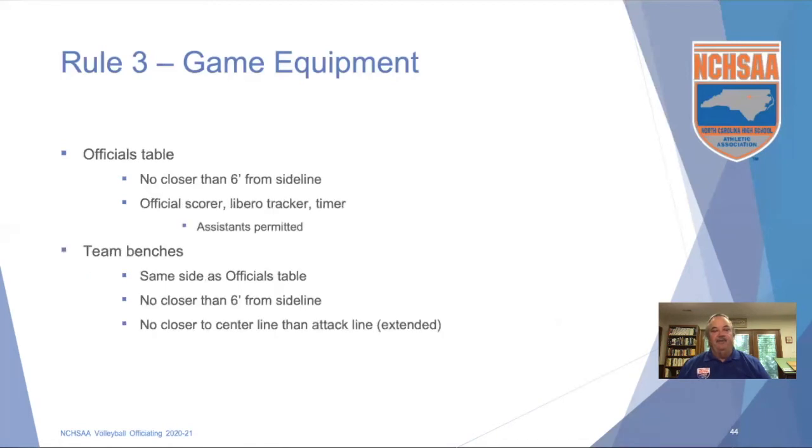Okay, and on the diagram of the court, you saw there's an officials table. It needs to be at least 6 feet away from the court. Some places it's much further away from the court. The more space there, the safer, and better for you when you're refereeing as the R2. The team benches obviously are going to be beside the officials table and can be no closer to the center line than the attack line extended.